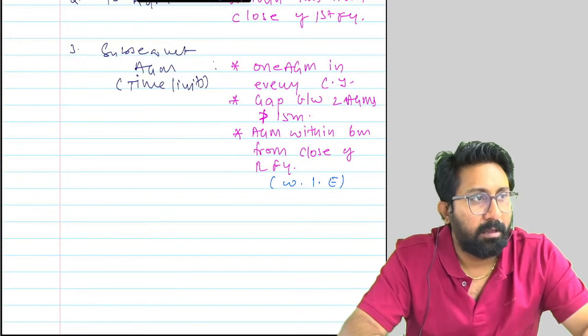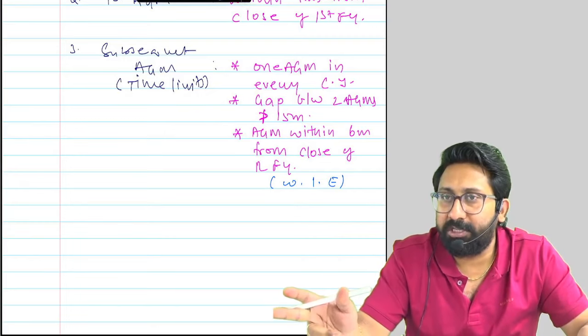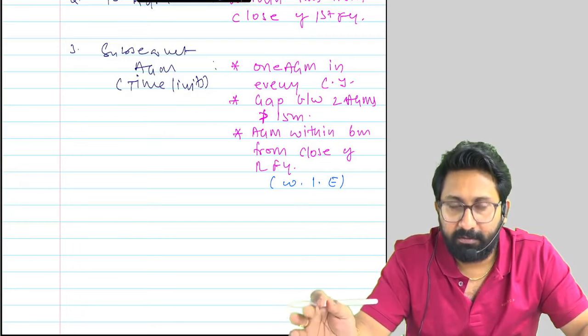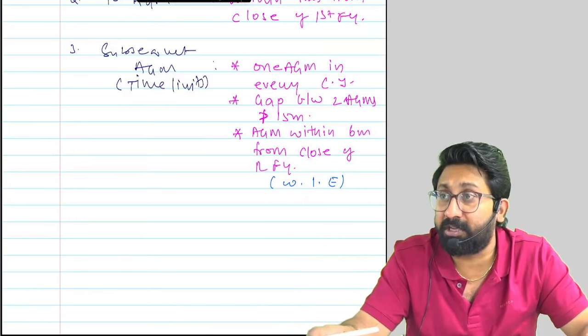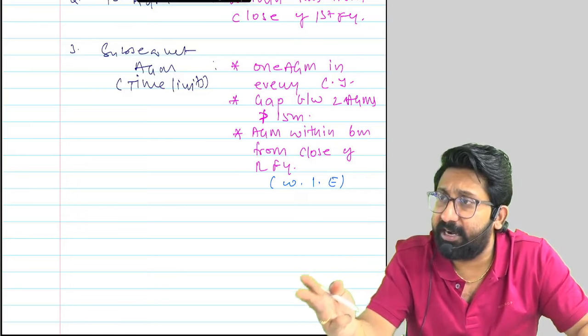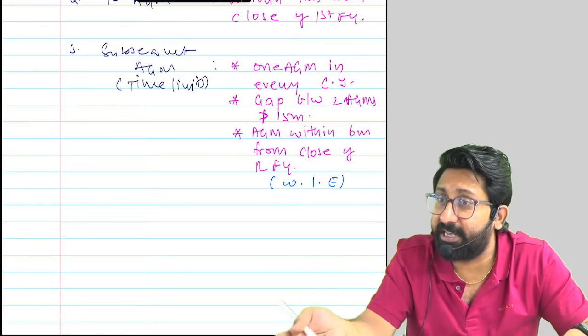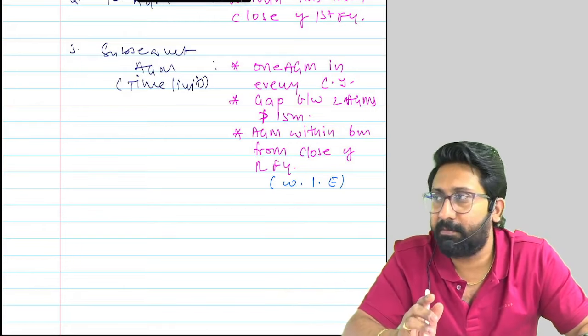Whichever is earlier. One AGM every calendar year. Gap between two AGMs should not go beyond 15 months. AGM shall be held within 6 months from the close of the relevant financial year. How many dates are there? 3 dates. What will apply? Whichever is earlier, that date will be the date of holding the subsequent AGM.